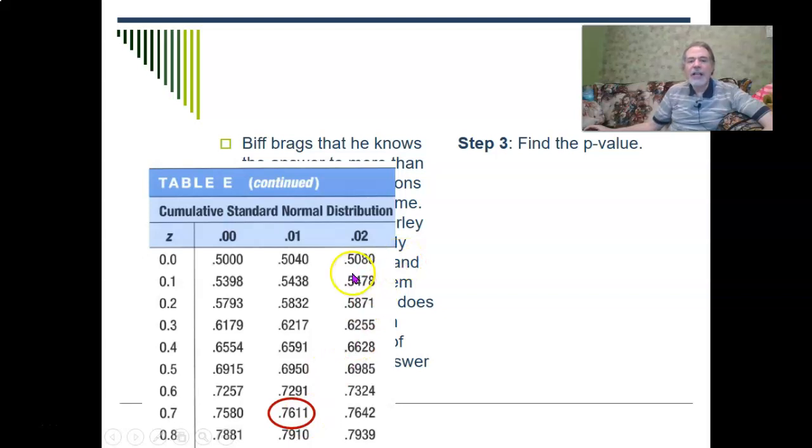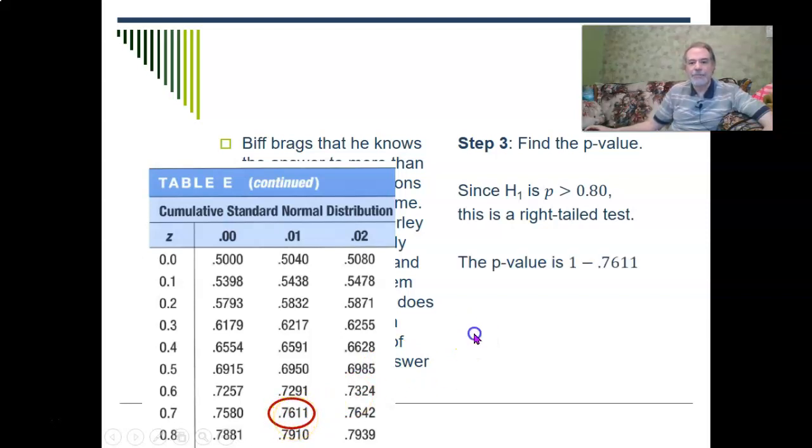Now, because our alternative hypothesis had a greater than, we're doing a right-tailed test. So our p-value is not the number on the table, that would be what it would be for a left-tailed test, but instead it's 1 minus that number. So the p-value is 1 minus 0.7611, which comes out to be 0.2389.